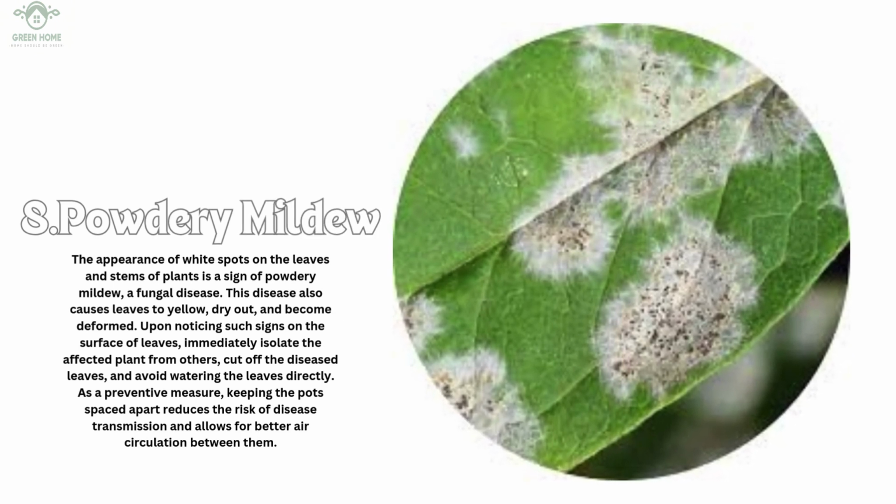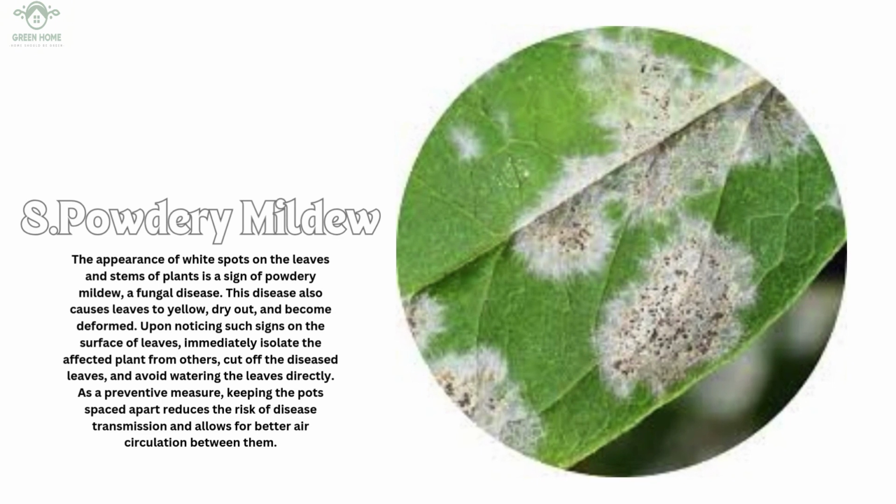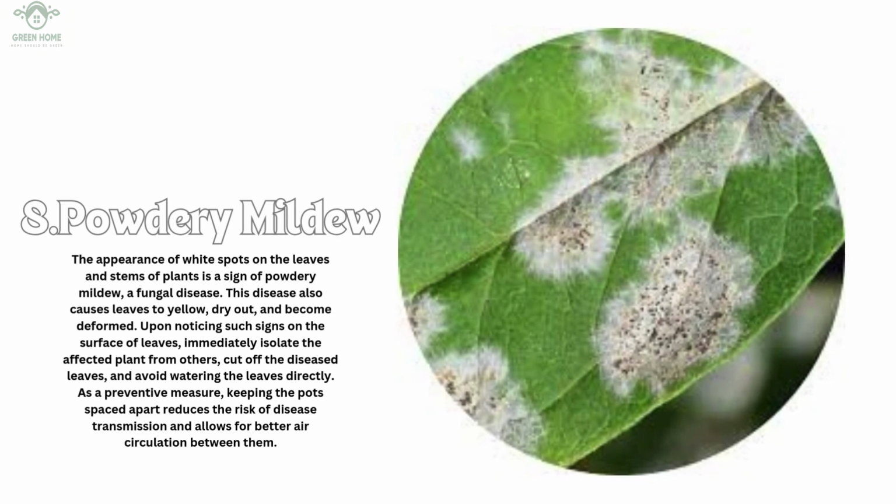8. Powdery mildew. The appearance of white spots on the leaves and stems of plants is a sign of powdery mildew, a fungal disease. This disease also causes leaves to yellow, dry out, and become deformed. Upon noticing such signs on the surface of leaves, immediately isolate the affected plant from others, cut off the diseased leaves, and avoid watering the leaves directly.